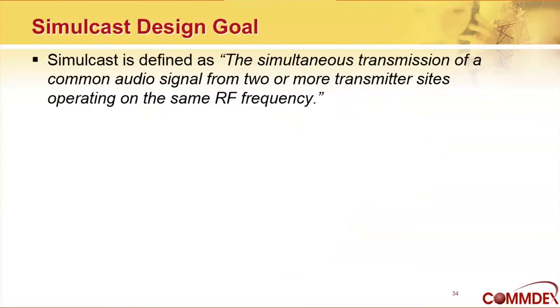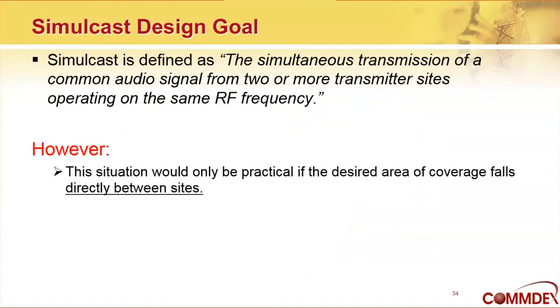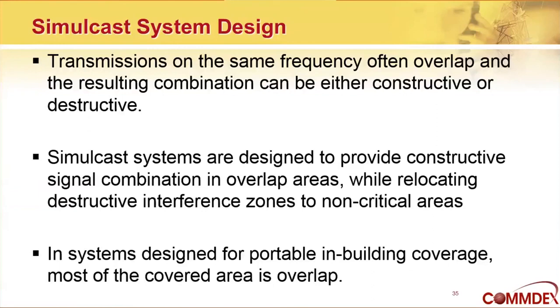So we said earlier that simulcast was the simultaneous transmission of a common audio signal from 2 or more sites on the same frequency, but that would really only be useful if the coverage area falls directly between the sites. The reason is that you have delays in the signal. If you're closer to one site than the other, then you'll get delay, even though the signals are transmitted simultaneously. Depending on your location, you may not receive them simultaneously.